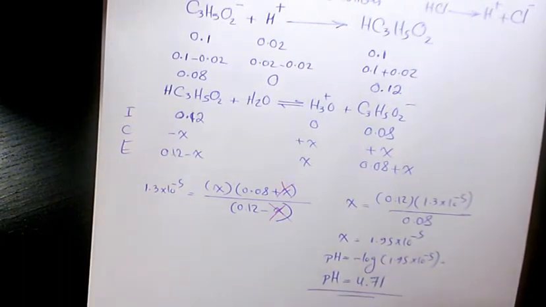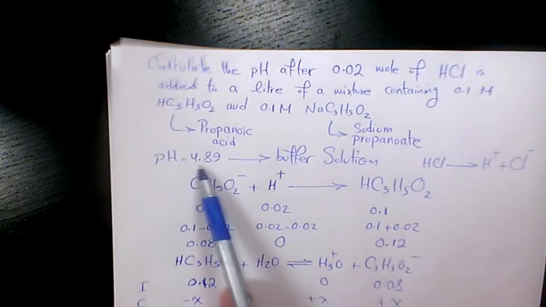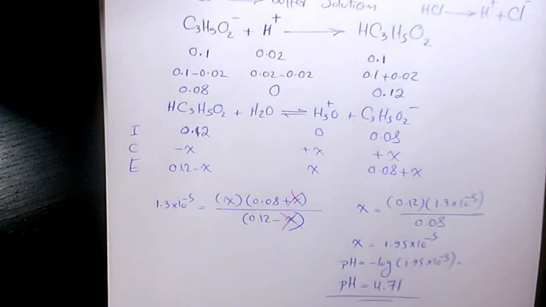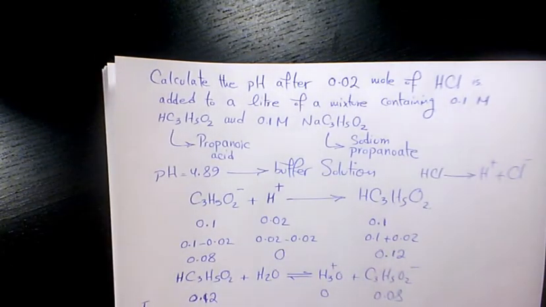So now, as you see here, when we add this acid, the pH is gonna change from 4.89 to 4.71. It is not much. Why? Because we are dealing with a buffer solution. So when we have a buffer solution, if we add acid or base, the buffer solution is gonna resist pH change. So that's why the pH didn't change much.